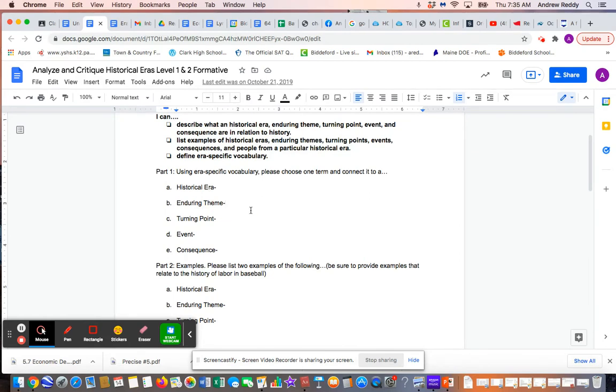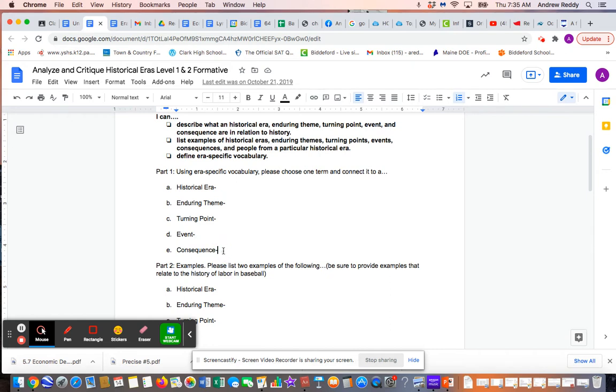Decide what theme connects to the person or event that you chose. Talk about why this person's presence in the historic timeline of labor history and baseball was a turning point, why it affected change, or why this event affected change. Describe the event if you chose an event, but also if you chose a person, describe some of the events that that person would have been in touch with or affiliated with or had something to do with.